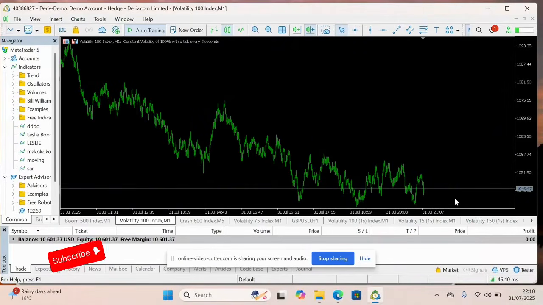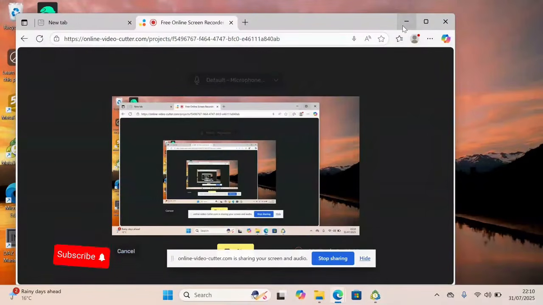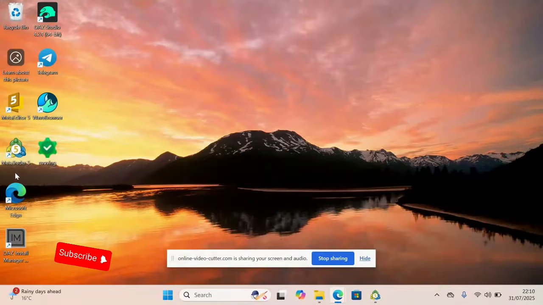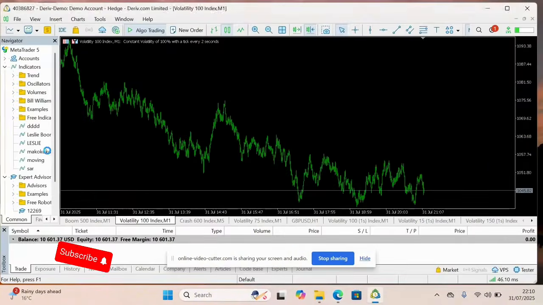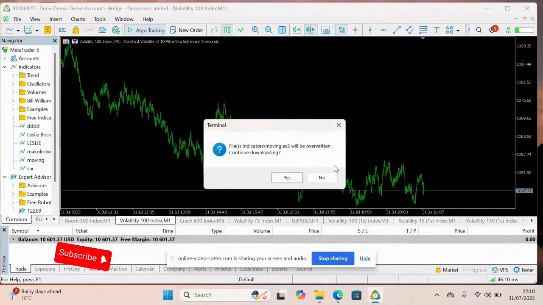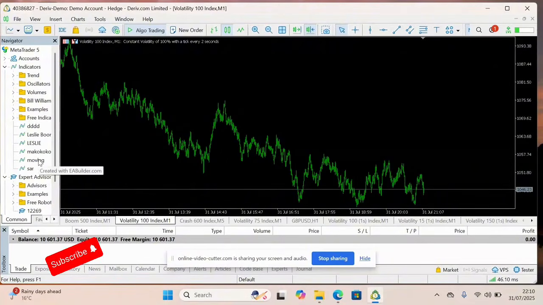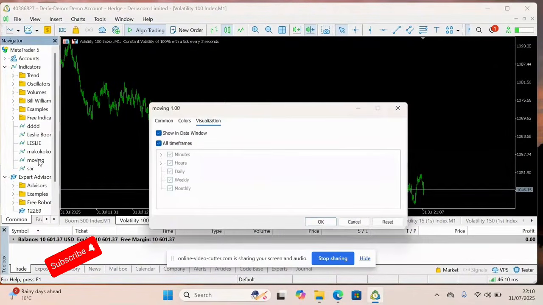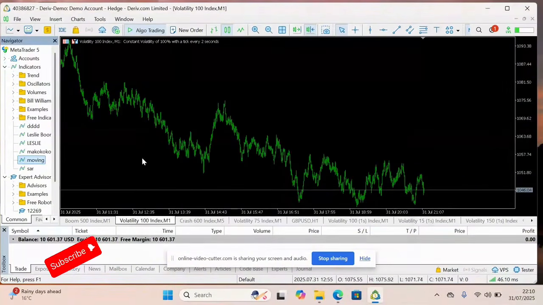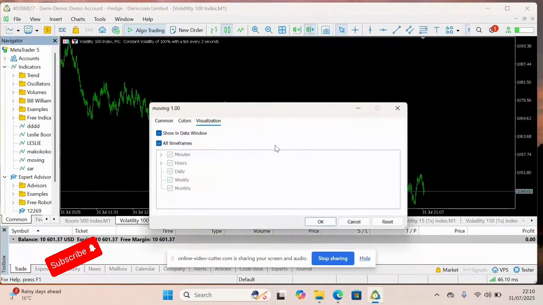Okay, so if you don't know how to install an indicator, once I send you the indicator and you install it, you need to double click the indicator. When you double click it, it automatically opens MT5. So when you open MT5, you find the indicator on the indicator panel. On the indicator panel, just double click on the indicator, or you can drag it to your screen.